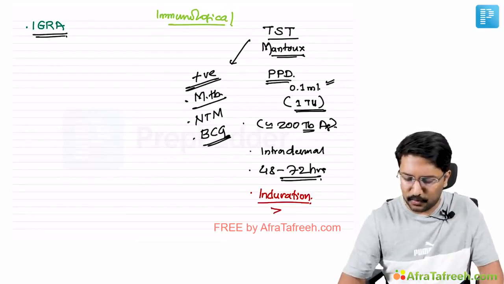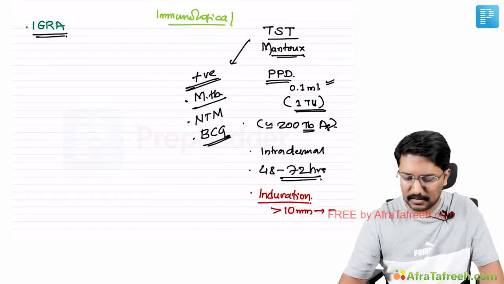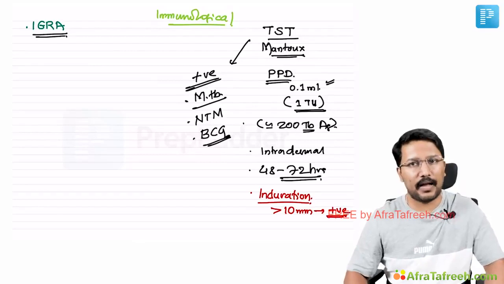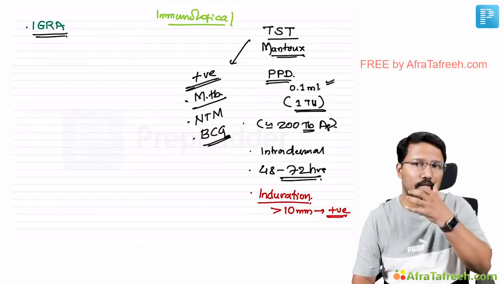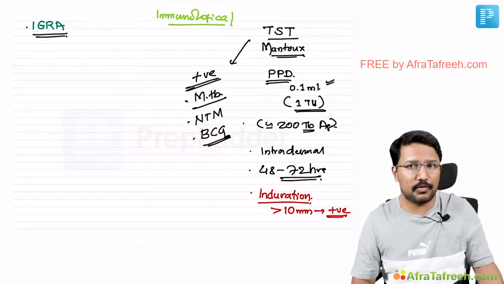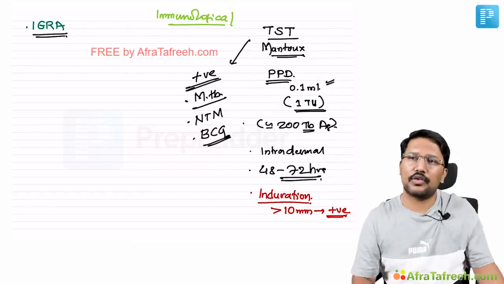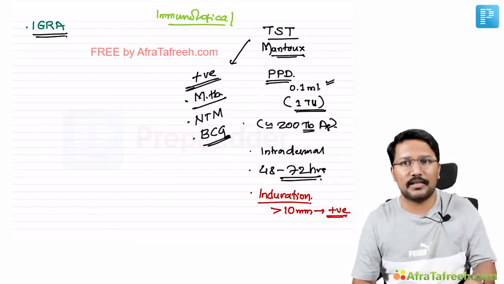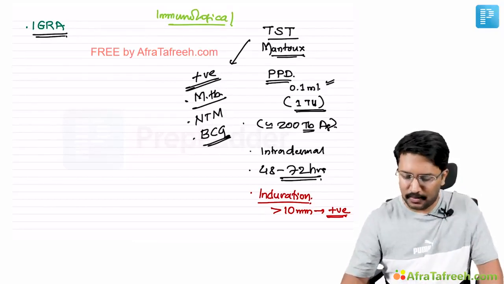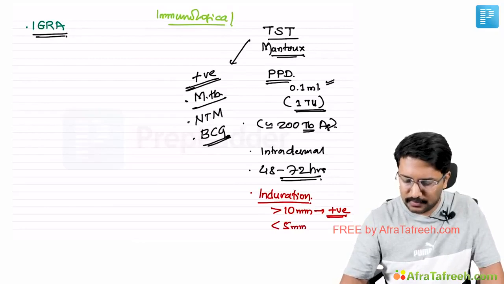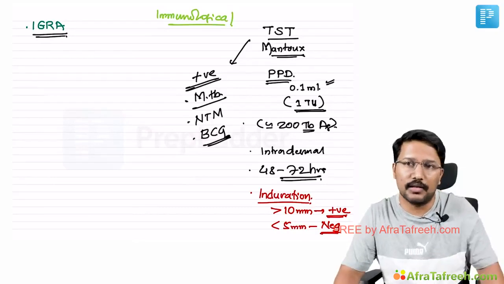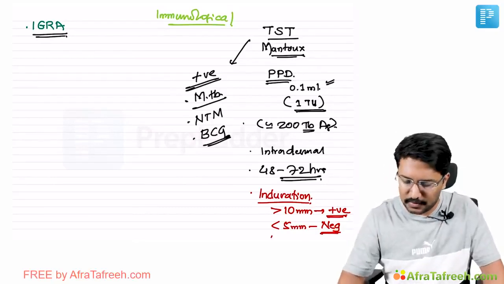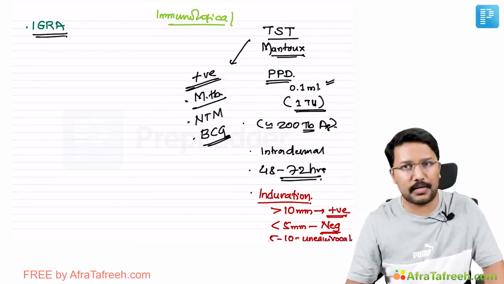So this induration, if it is more than 10 millimeter, it is highly suggestive. We can say the TST is positive, highly suggestive of exposure to tuberculosis. In an endemic country, it is suggestive of exposure to tuberculosis. You would have got probably primary tuberculosis, or you might be having a latent tuberculosis, or you may be having active tuberculosis. It is very insensitive at distinguishing between these things, right? And if it is less than 5 millimeter, it is definitely negative, and you can say that there was no exposure to tubercle bacilli in the patient, right? And when it is between 5 to 10, it is considered equivocal, difficult to interpret, right?